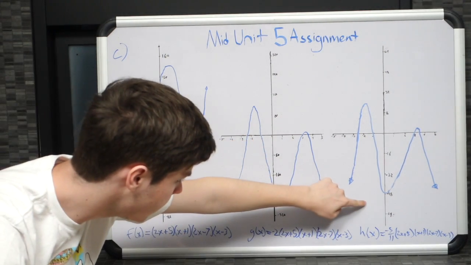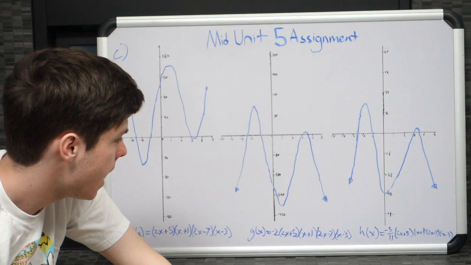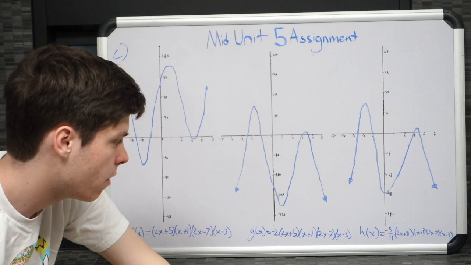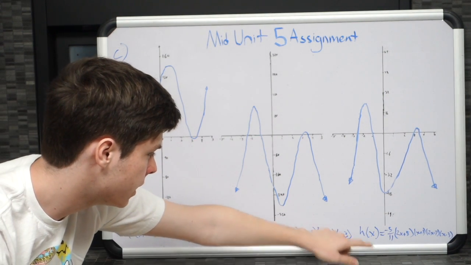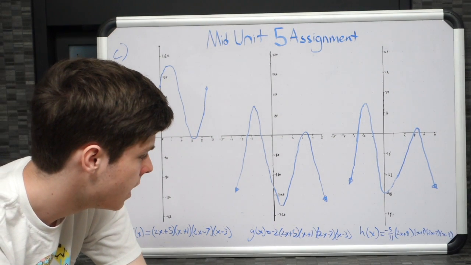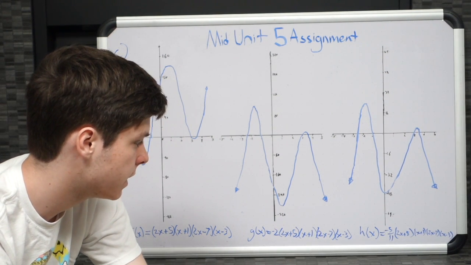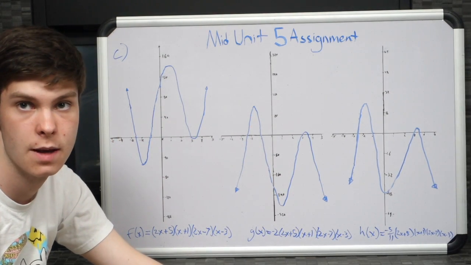And then finally, we have the h of x graph here, and it has a leading coefficient of -5/11. So the function is -5/11 times (2x + 5)(x + 1)(2x - 7)(x - 3), and it has the same x-intercepts.